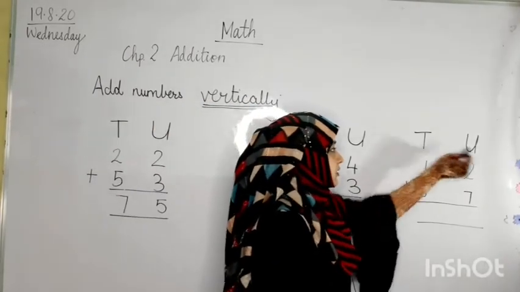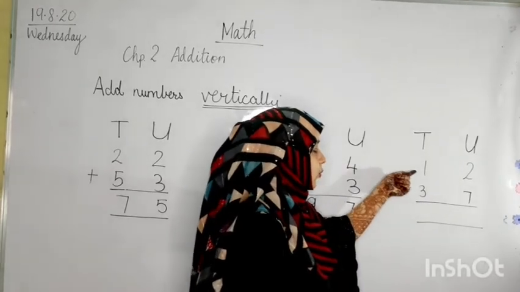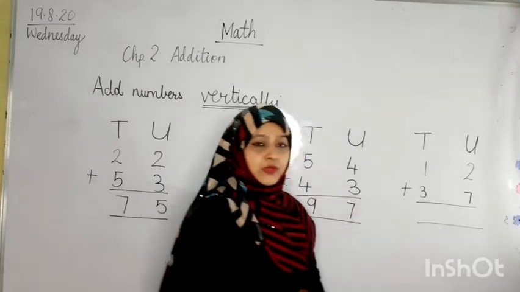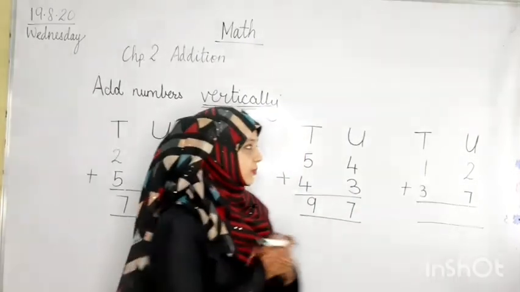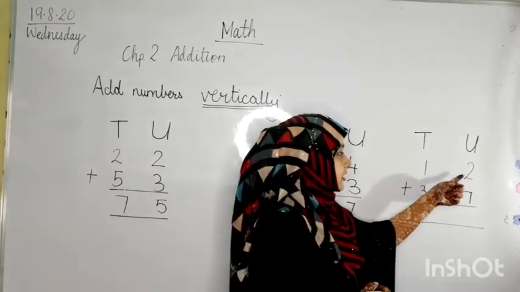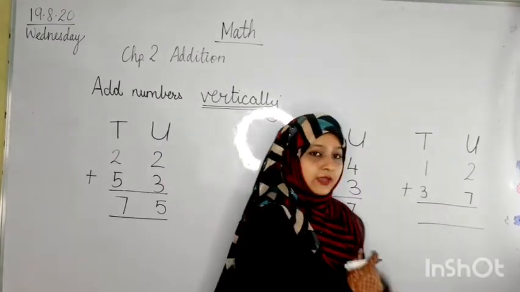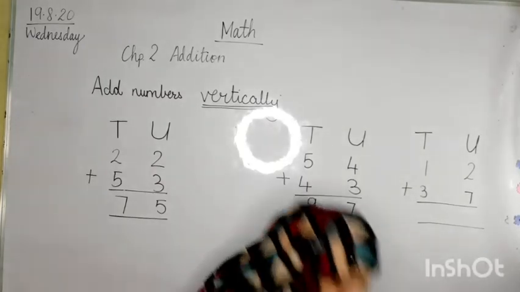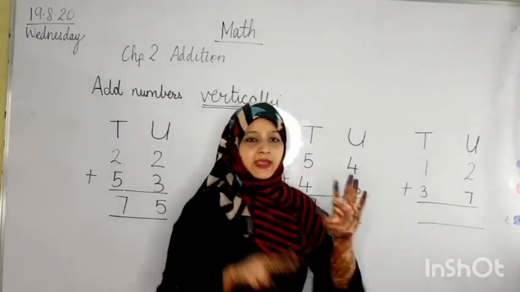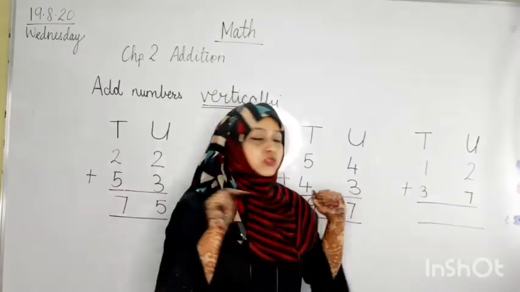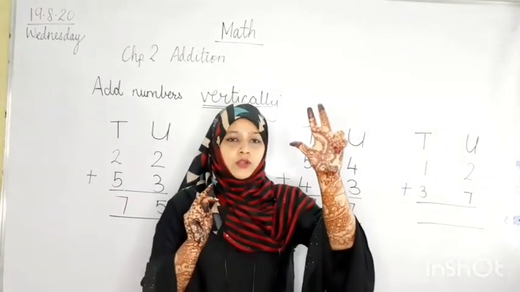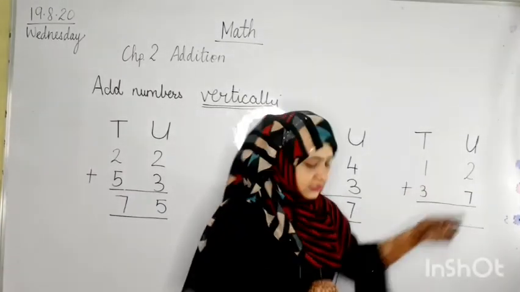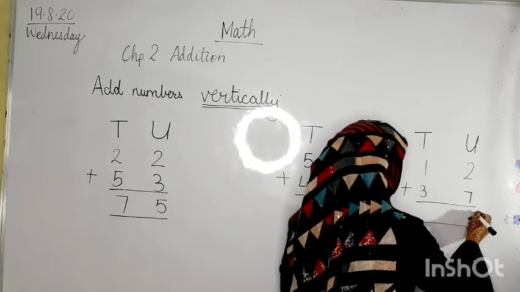I have written the place value tens and units and the numbers are 12 plus 37. So which side am I going to add first? Yes, you are right. We are going to add the units place first. The numbers in the units place are 2 and 7. So the first number goes into my mind and the second number on my hand. Yes. So 2 in my mind, 7 on my hand. After 2 I am going to start counting 3, 4, 5, 6, 7, 8, 9. So 2 plus 7 gives me the answer 9.